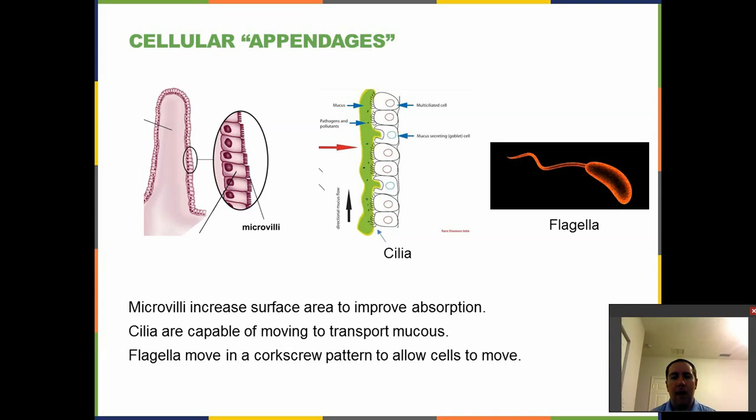Flagella are basically very, very large cilia. But rather than beating like this, they actually make a corkscrew movement. And there's only one human cell that has a flagella, and that is a sperm cell. There are no other flagella in humans.